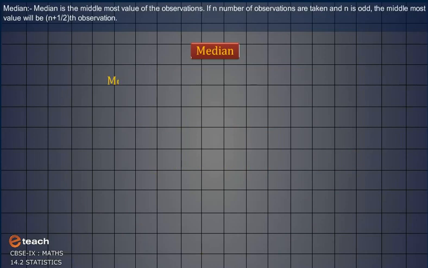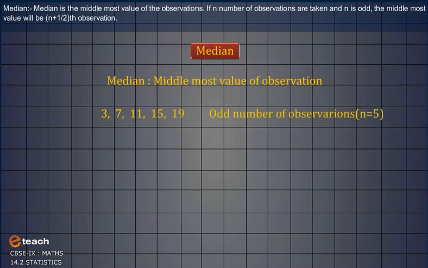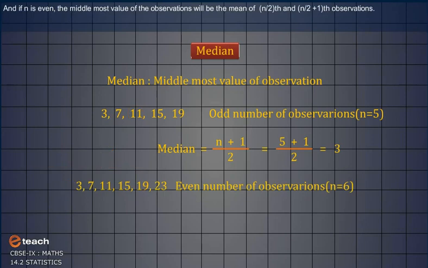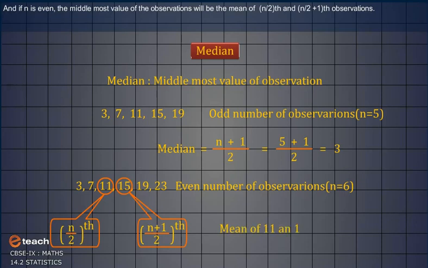Median. Median is the middlemost value of the observations. If n observations are taken and n is odd, the middlemost value will be the (n plus 1) by 2 th observation. And if n is even, the middlemost value of the observations will be the mean of the (n by 2) th and the (n by 2 plus 1) th observations.